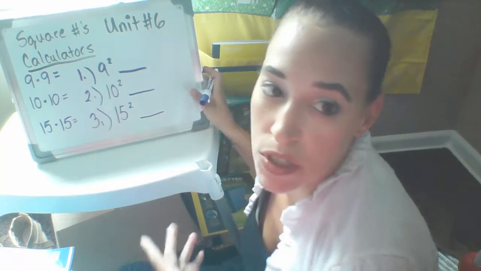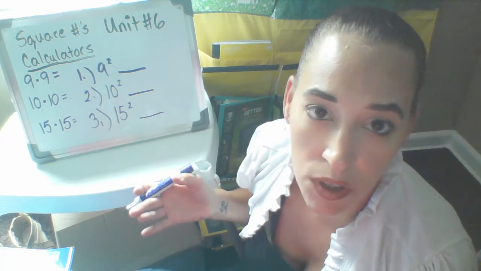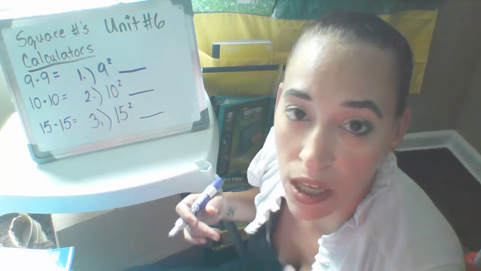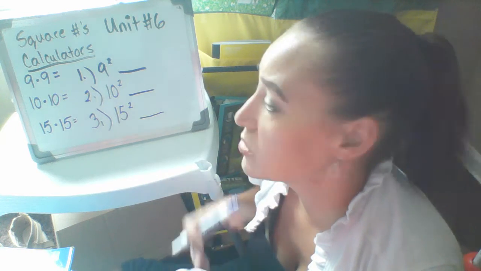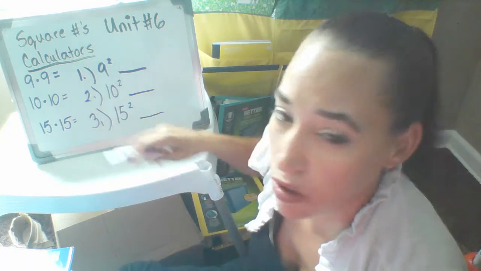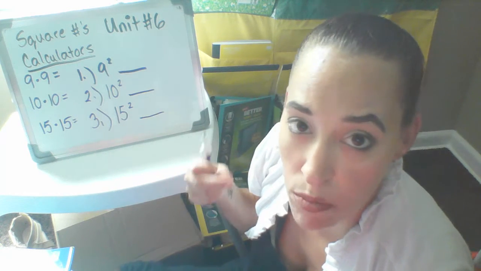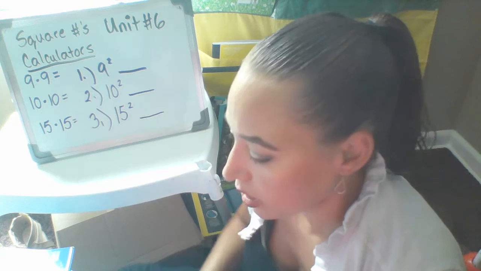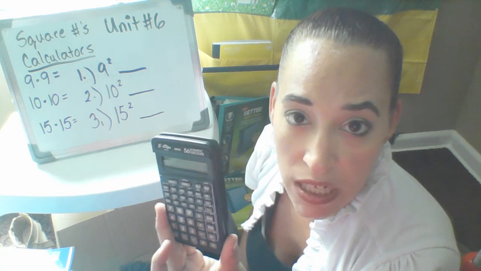And some of the smaller numbers you might not even need a calculator for, honestly. You probably already know that 9 times 9 is 81, and 10 times 10 is 100. But once you get into larger numbers, the answer might not automatically come to you. That's where the calculator really comes in handy.